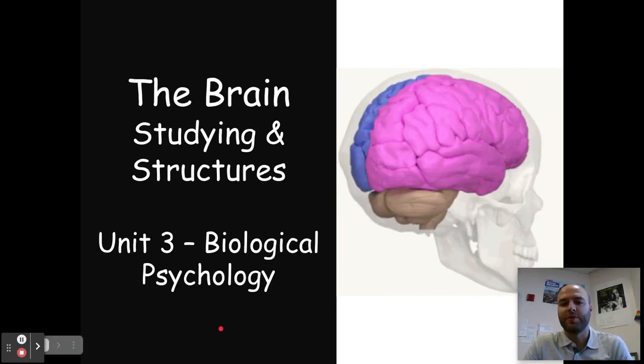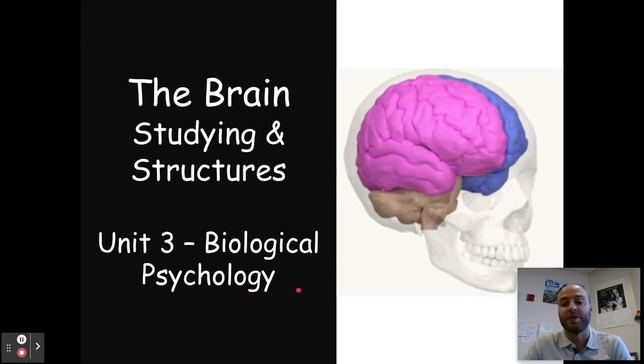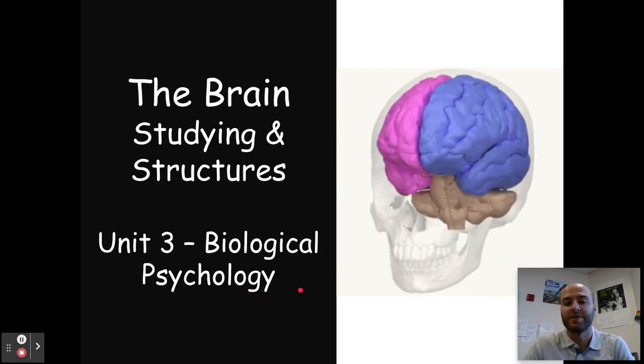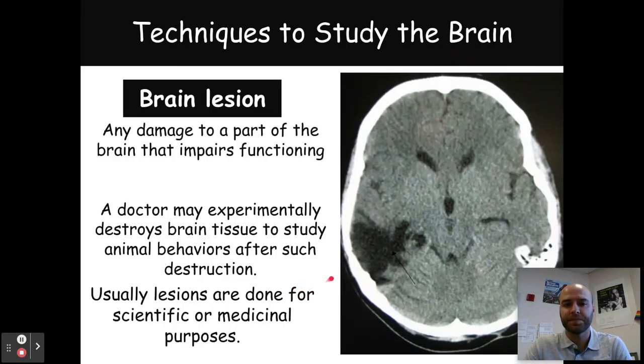So to get started, before we dive into the brain structures, we're going to talk about how scientists and psychologists study the brain. First up is a technique called brain lesioning. Now, this isn't necessarily always a technique. A brain lesion is any damage to a part of the brain that impairs functioning, right? That's brain injuries, accidents, things like that. And you can kind of see the removed or dead tissue in this image here.